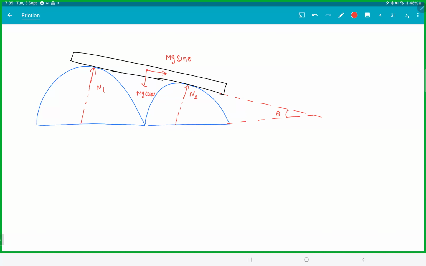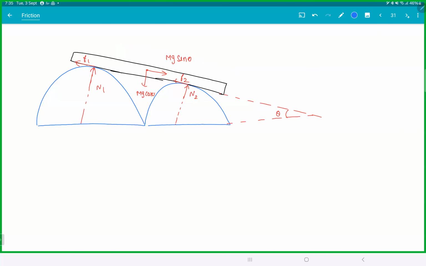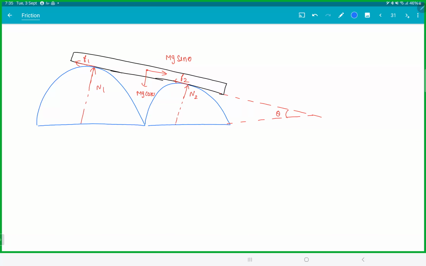Now, if there is no friction, the rod will slide downward. So friction should be upward. Since there are two contacts, there will be two frictions, F1 and F2. Bus, that is your free body diagram. He said system is in equilibrium, and the question is saying minimum value. That means the rod is on the verge of slipping. Since we want to find minimum, the rod is on the verge of slipping. So we can say F1 and F2 are maximum.